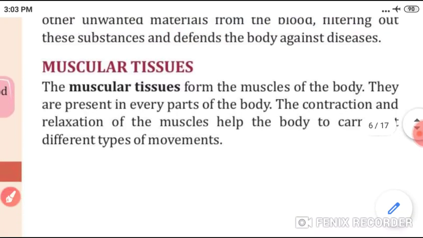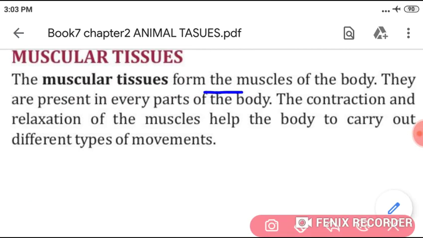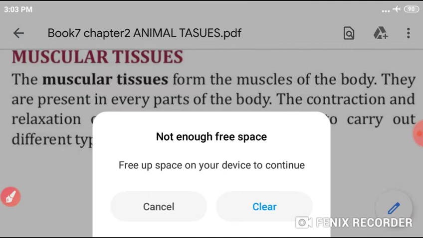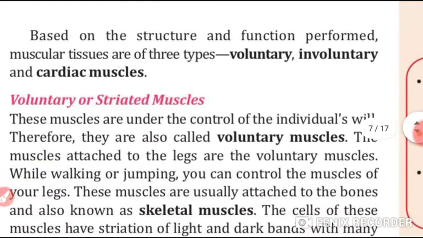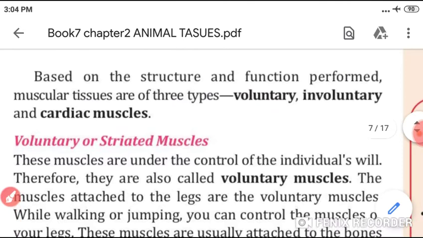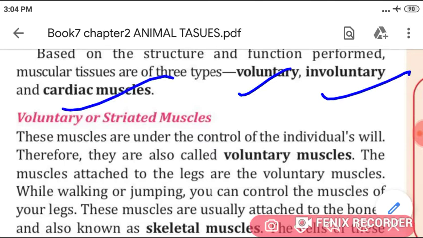Now the muscular tissues. Students, muscular tissues form the muscles of the body. The contraction and the relaxation of the muscles help the body to carry out different movements. Okay, different types of movements. Now let's see, on the basis of the structure and functions performed, the muscular tissues are of three types: voluntary, involuntary and cardiac muscles.